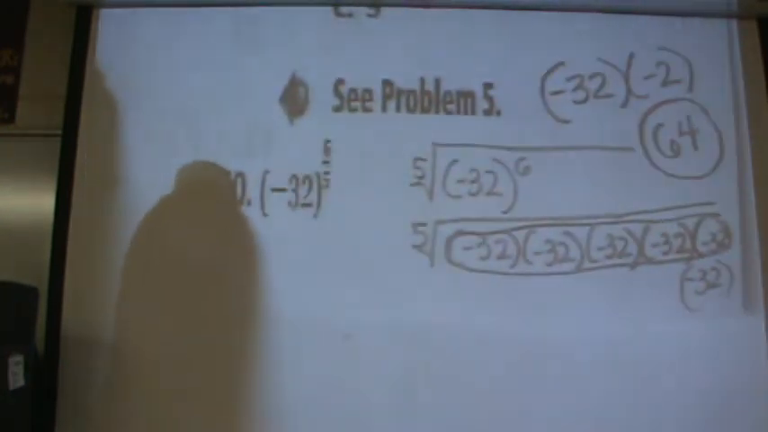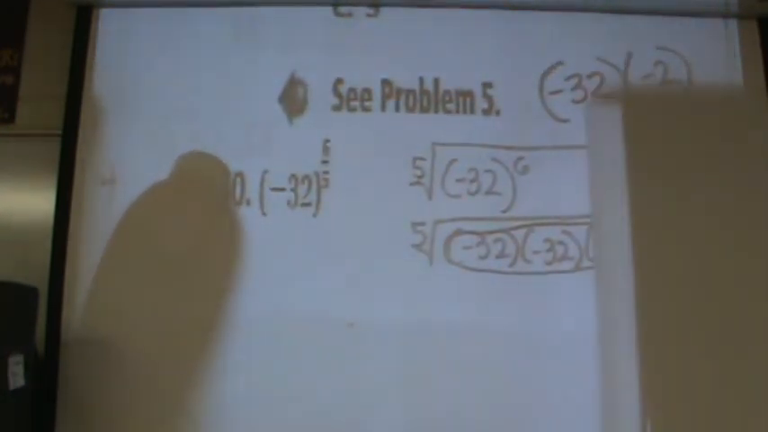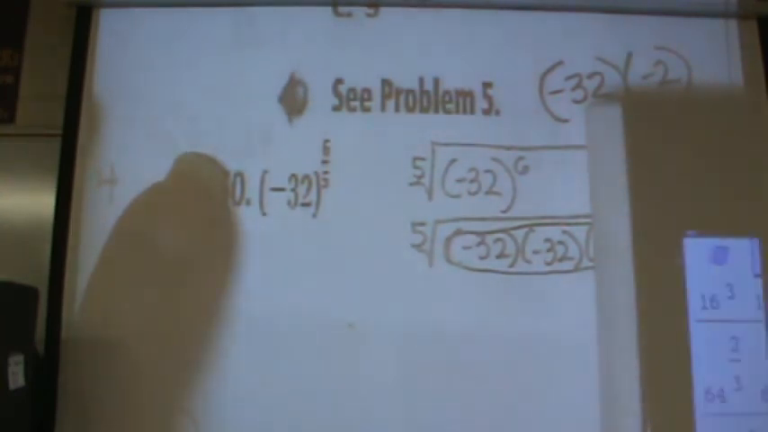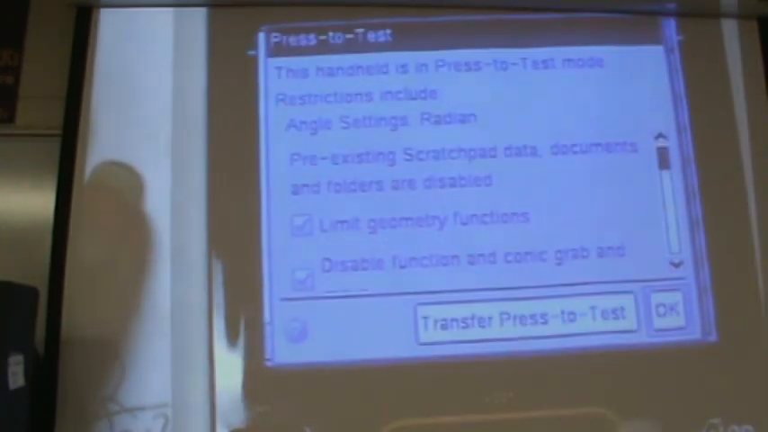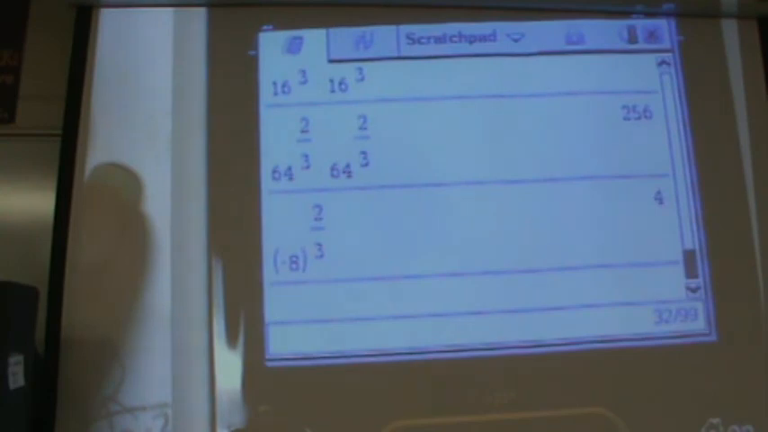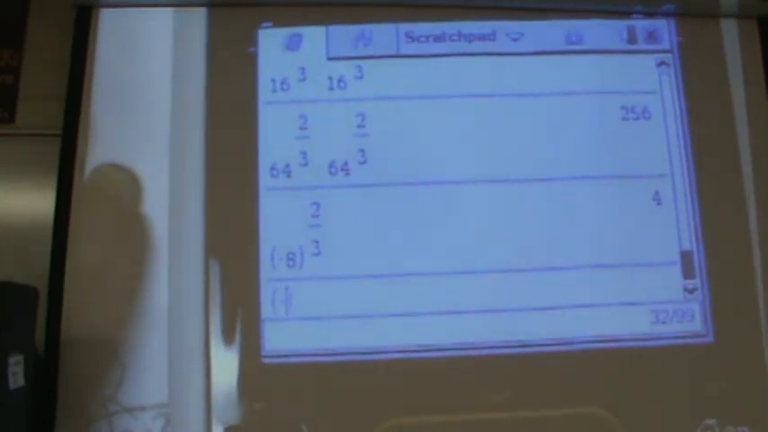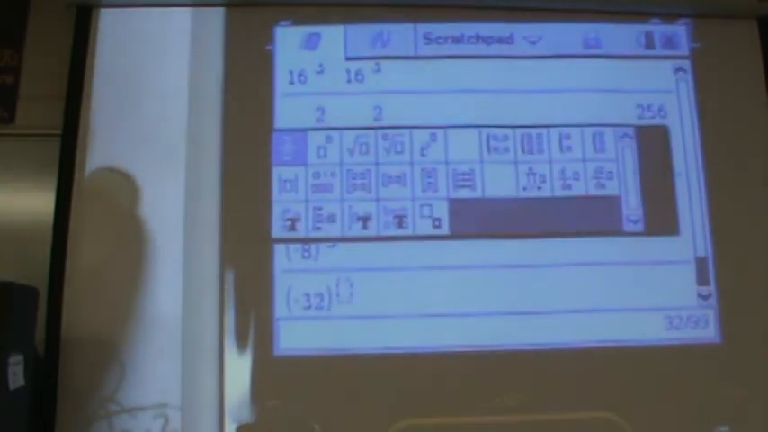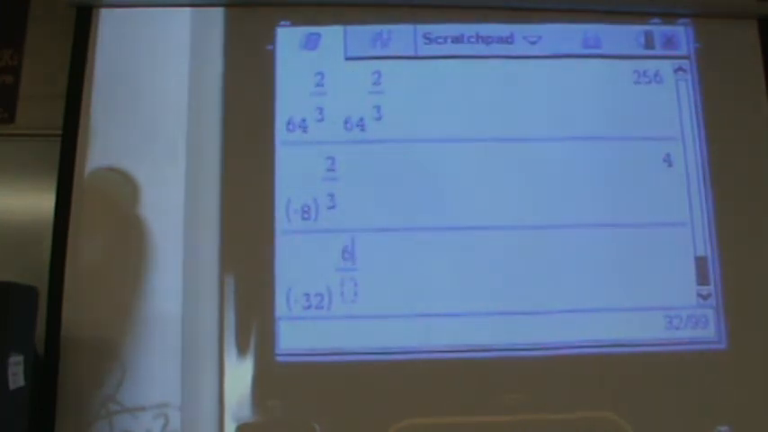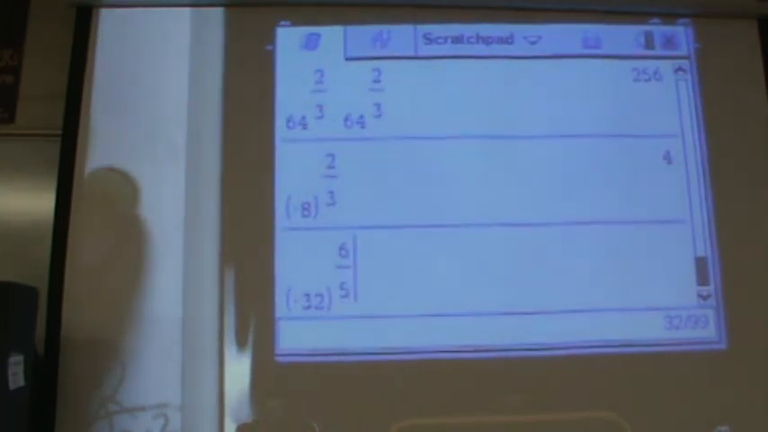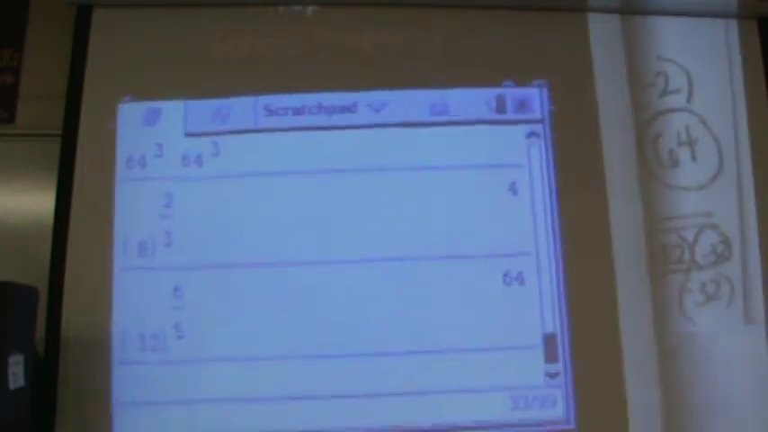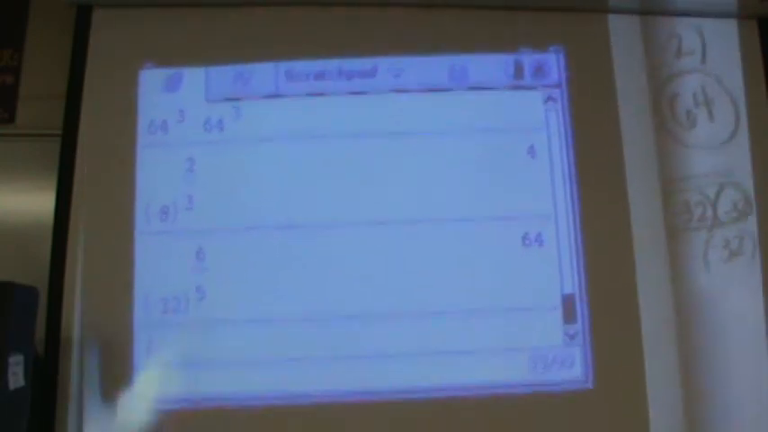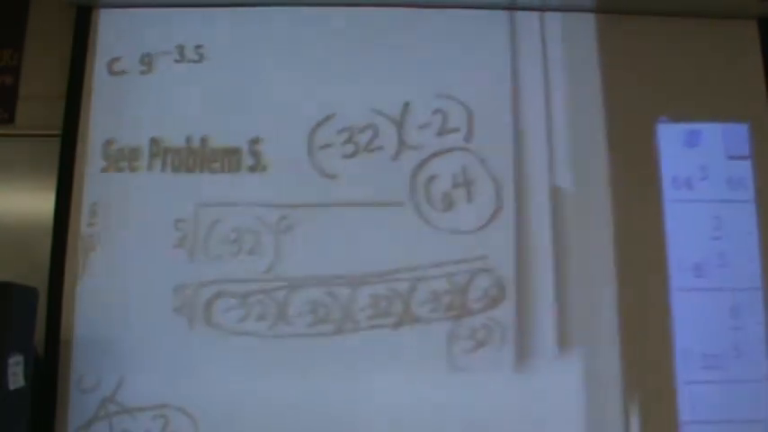Let's try it in the calculator. Did anyone do it? So we're going to put in parentheses negative 32, and we're going to raise that to the 6/5 power. And I got 64. What did I say the answer was? 64.